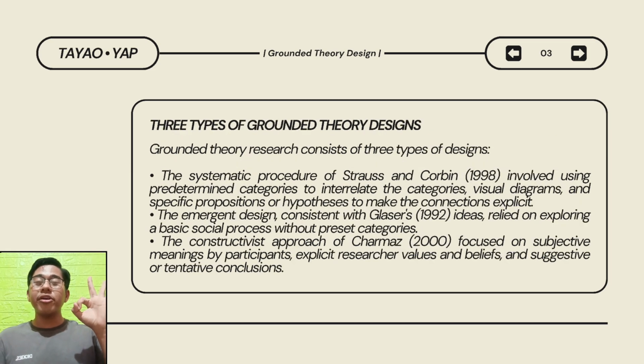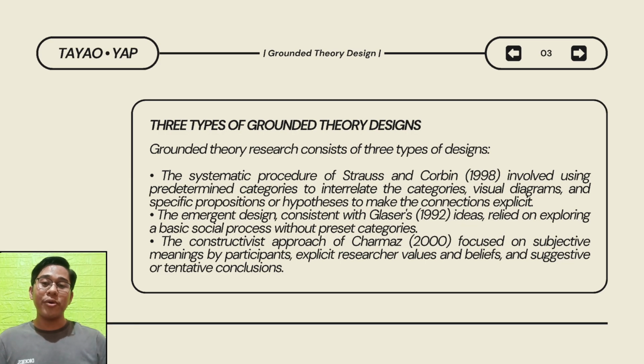Three types of grounded theory designs. Grounded theory research can be conducted using three main approaches. The first, developed by Strauss and Corbin, 1998, is a systematic procedure. Researchers using this approach leverage predetermined categories to connect the various concepts that emerge from the data. They also use visual diagrams or specific propositions or hypotheses to make these connections even more explicit.